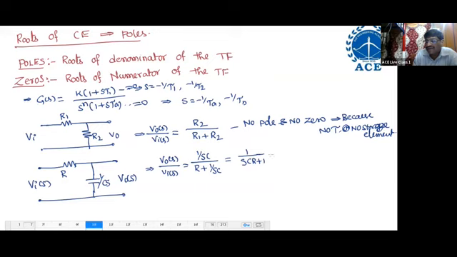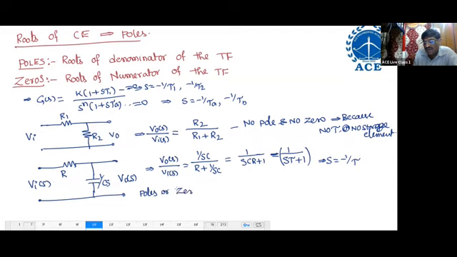That means this is equal to 1 by s tau plus 1. Here tau is called the time constant. What is the pole location? s equals minus 1 by tau. The pole is nothing but minus 1 by tau. That's why poles and zeros are nothing but the negative of the inverse of the system time constants only.